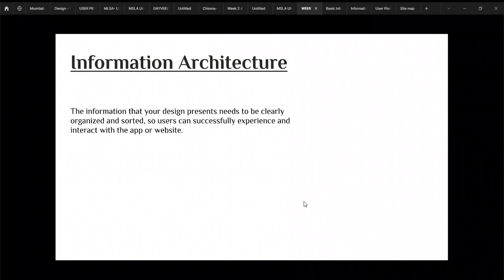So I talked about the information architecture. Do you get the explanation I gave for the information architecture when I was trying to explain it?